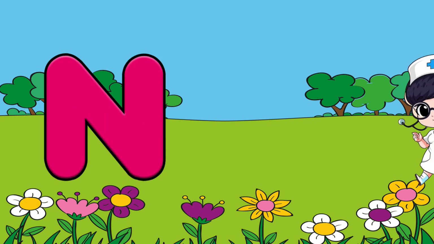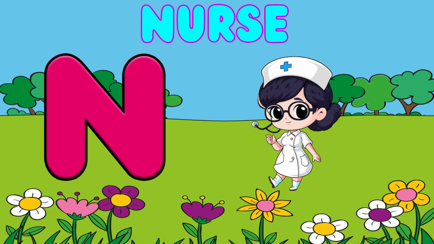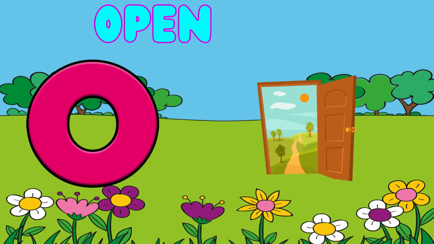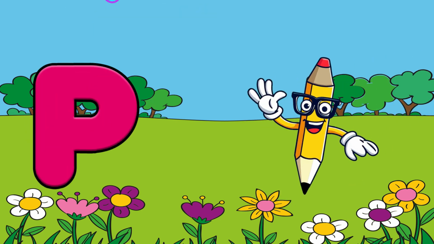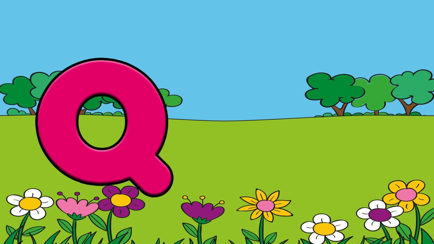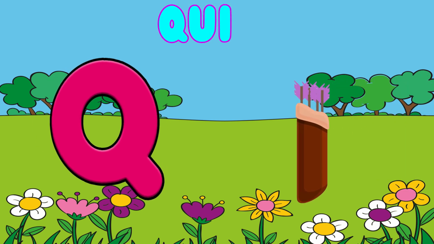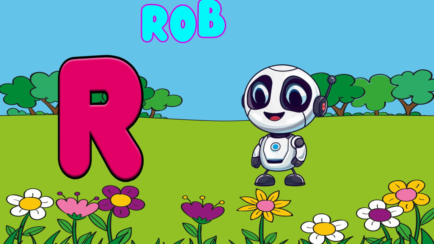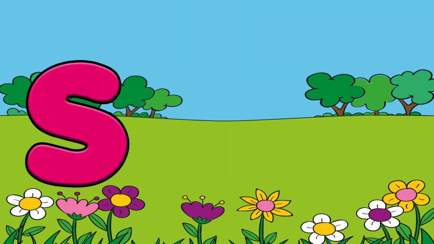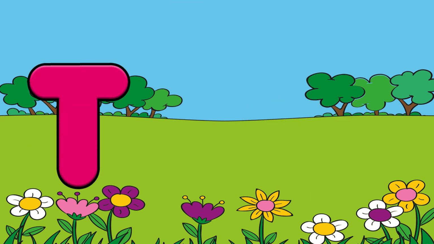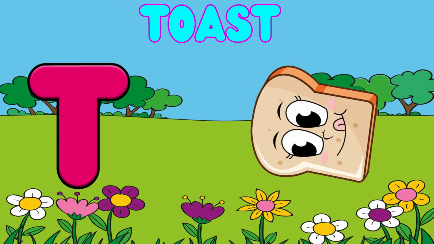N is for nurse, n, nurse. O is for open, o, open. P is for pencil, p, pencil. Q is for quiver, q, quiver. R is for robot, r, robot. S is for star, s, star. T is for toast, t, toast.